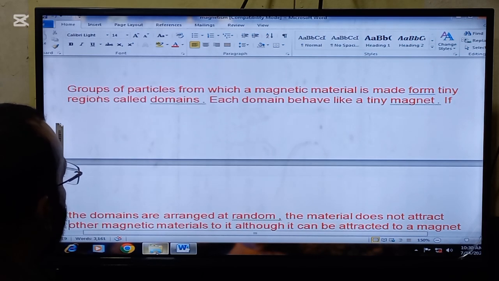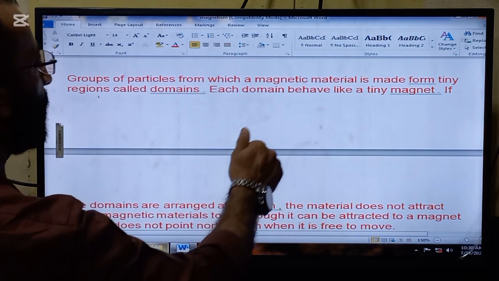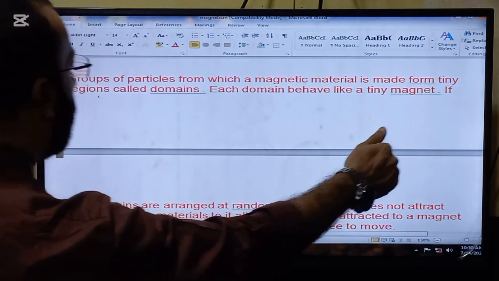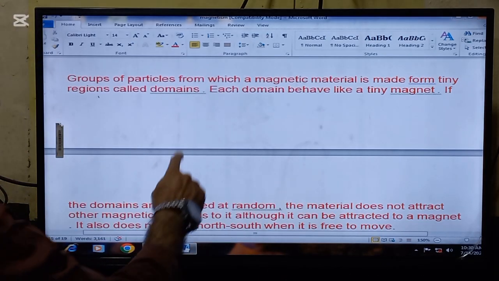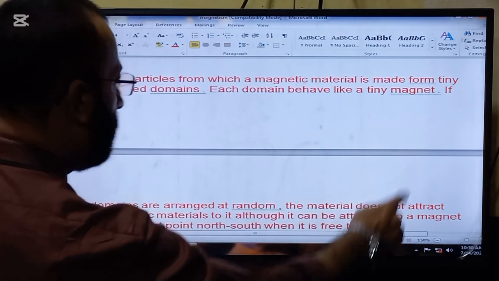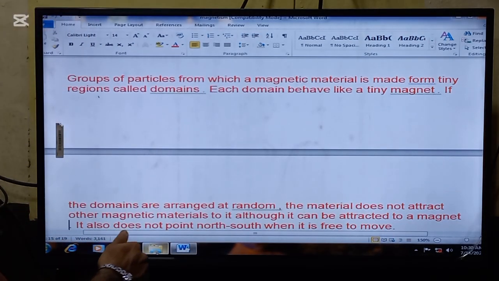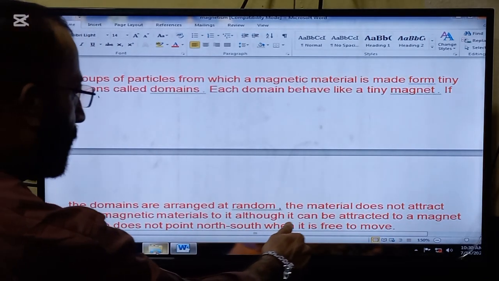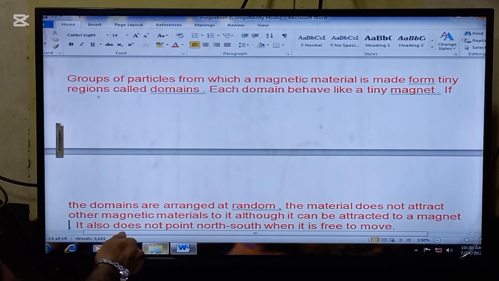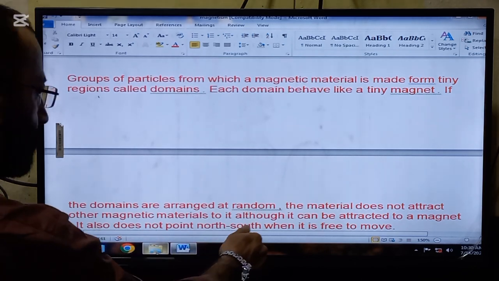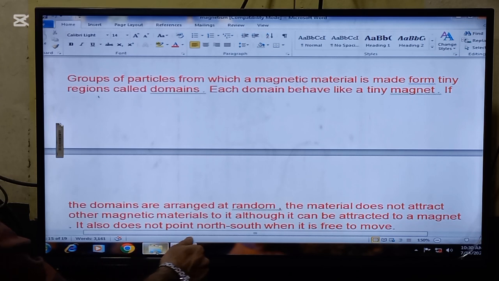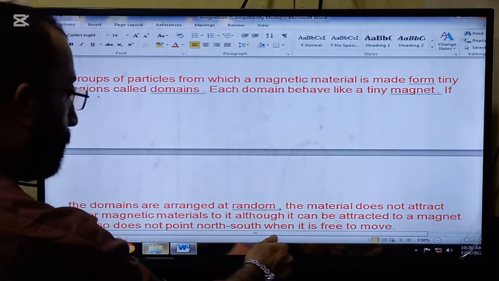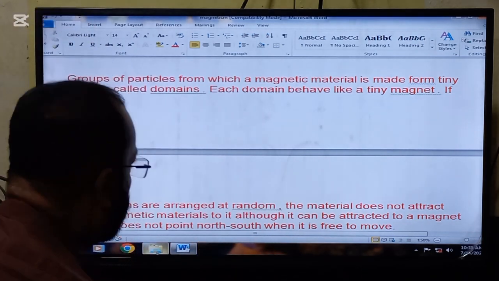Groups of the particles from which a magnetic material is made form tiny regions called domains. Each domain behaves like a tiny magnet. If the domains are arranged at random, the material does not attract other magnetic materials to it, although it can be attracted to a magnet. It also does not point north-south when it is free to move. So look now.